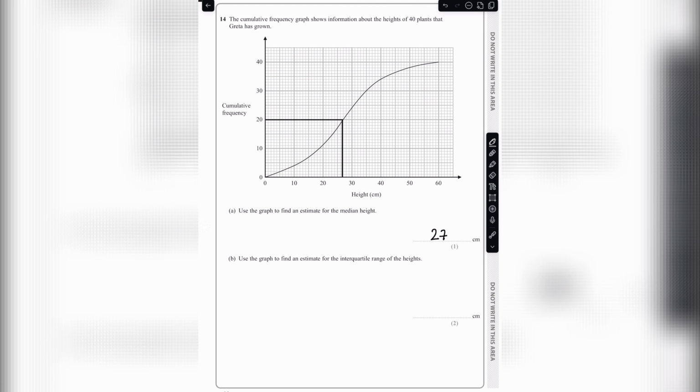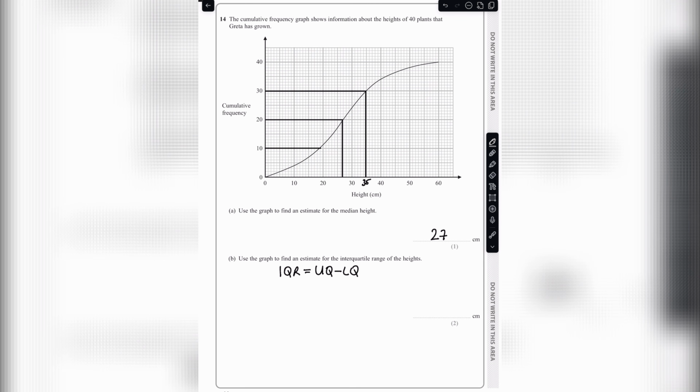In the second part of this question, we are told to use the graph to find an estimate for the interquartile range of the heights. So the interquartile range can be determined by subtracting the lower quartile from the upper quartile. So the upper quartile is halfway between our median and our maximum value, so that's going to be 30. So we'll draw horizontal lines where it meets the curve, and then draw a vertical line going down, and that value is 35. And the lower quartile is halfway between our minimum value and the median, so that's going to be 10.